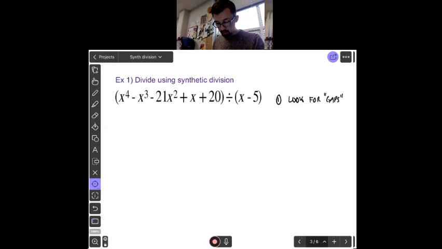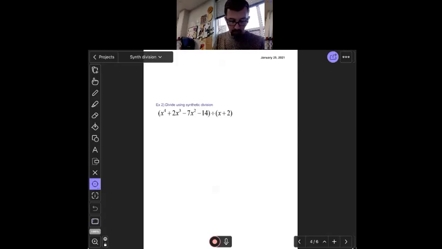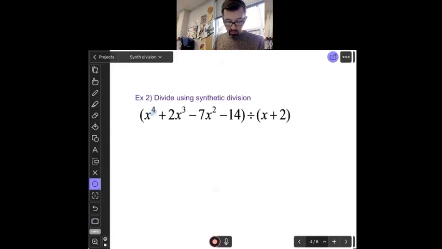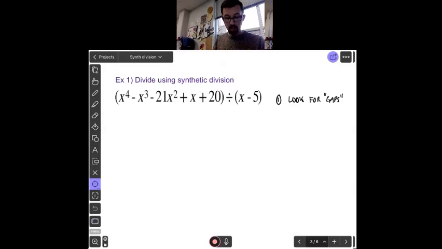So real quickly, if I look at the next problem, 4, 3, 2, 0. This problem has a gap. Notice how there's no plain old x term. That's what I mean by a gap. This one has a gap at the x term. This problem does not have any gaps, but you always need to look. It's just kind of like looking for a GCF. Always start there.